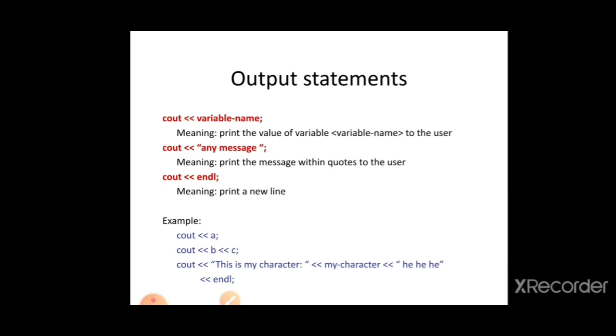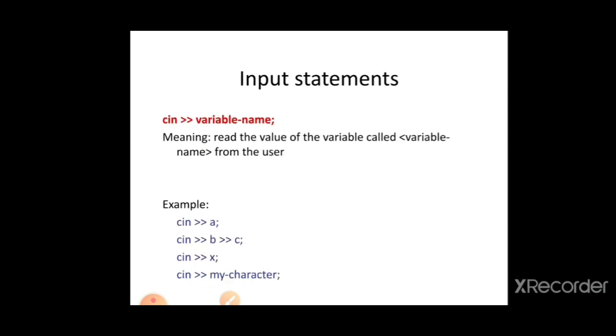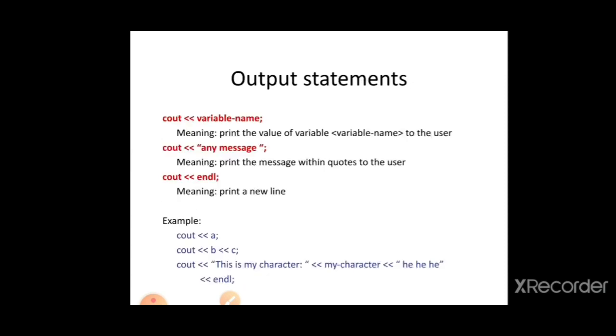See the examples: cout, extraction operator, a; cout b; cout c; cout this is my character. So whatever you give within the double quotes will be displayed as text when the program executes. This is the output statements. So what we discussed so far: input statements and output statements.